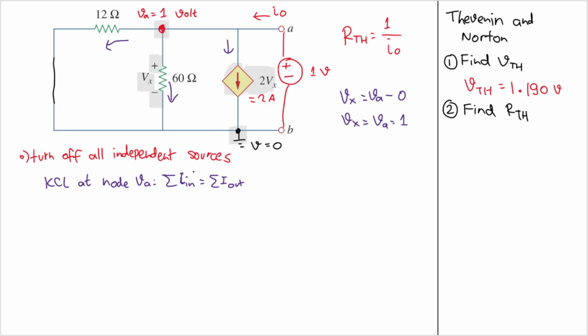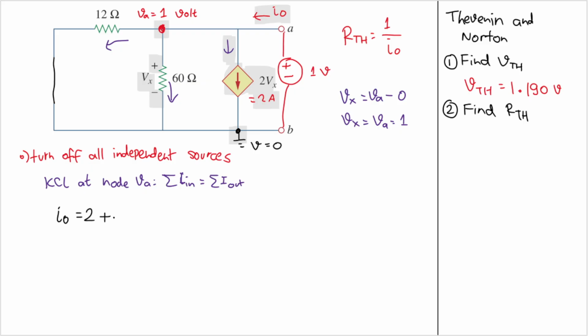Okay, the only current that goes in is this I_O, right? But we don't know the value of I_O, so let's write that as I_O. Then what else? This current is going out, right? And the value is 2 amperes. Let's write that as 2.